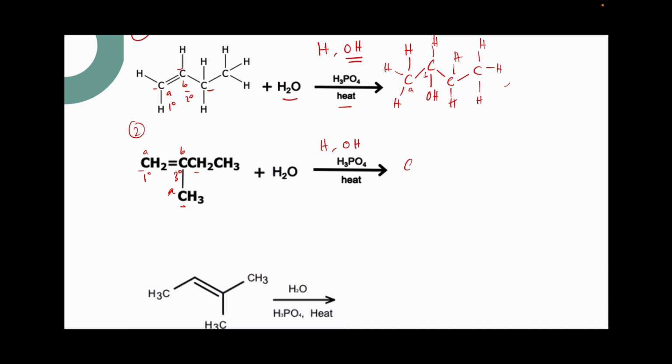As I said, you just draw back the structure without the C double bond C. The double bond will change into a single bond. Then at carbon B, you draw one new bond and attach the OH, and at carbon A, draw one new bond and attach the hydrogen. Then you get the product.